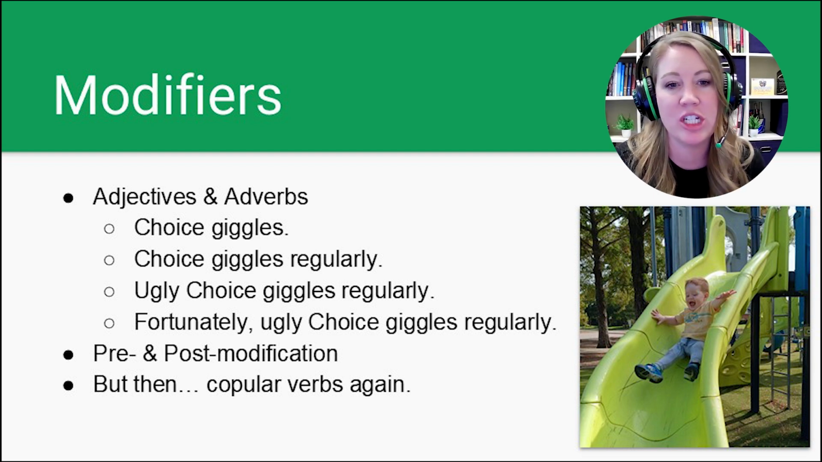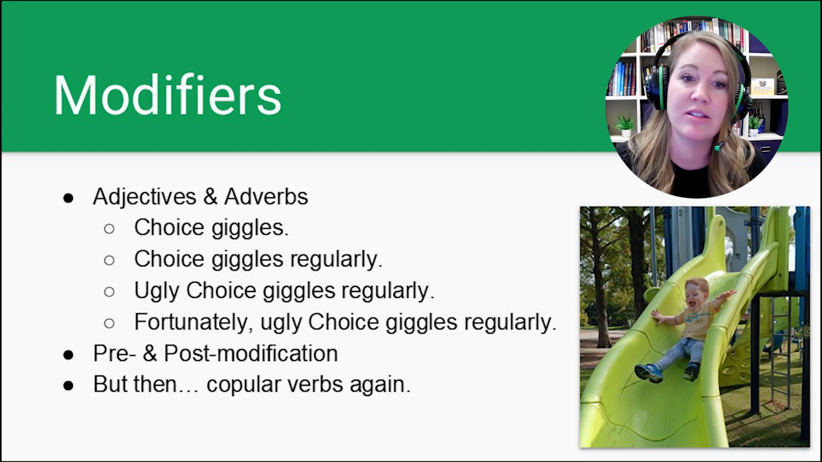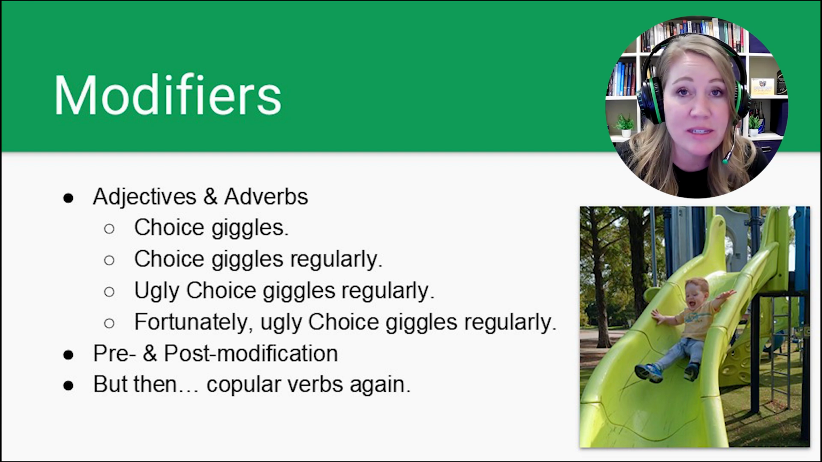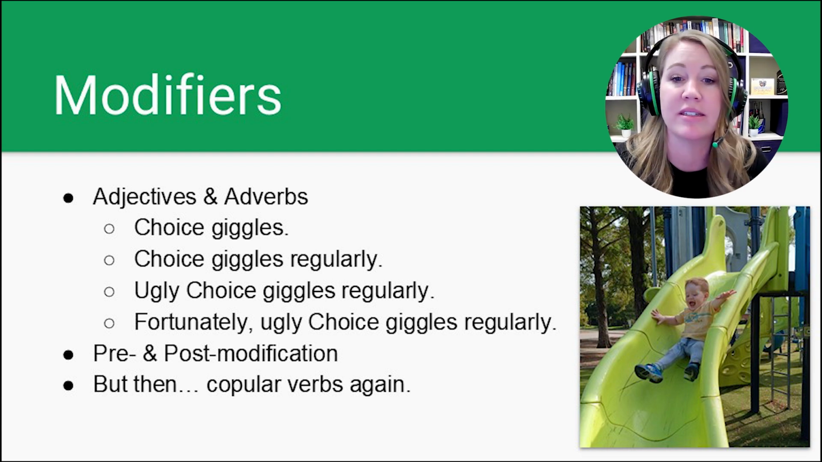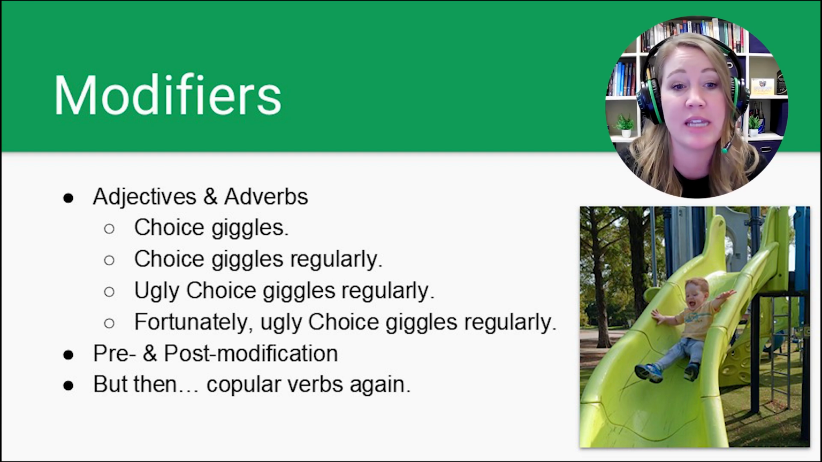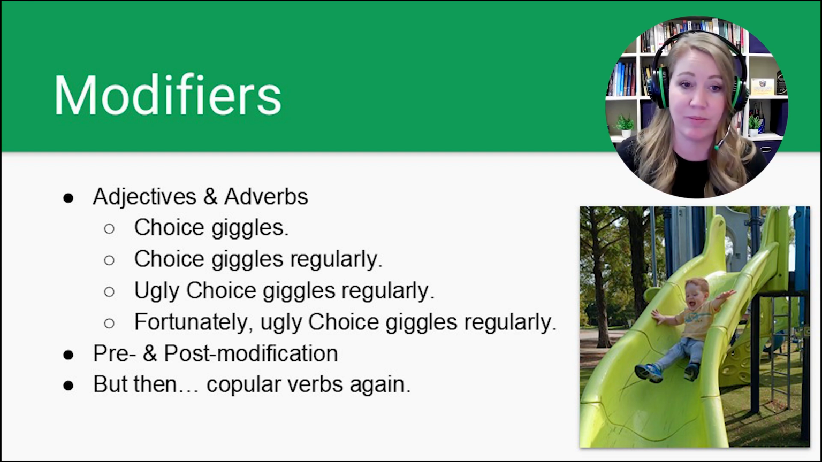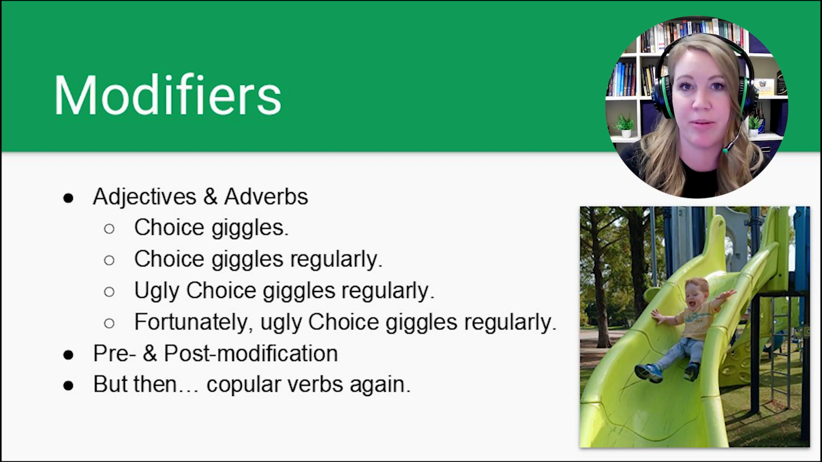So remember, predication is how we convey information in a sentence. When you create a sentence, you predicate something. So for example, in the sentence Choice giggles, I am predicating giggles of Choice. Essentially, when you say something, you are asserting or predicating something of a subject, and that gives you a complete sentence. Now let's talk about modifying the predication.